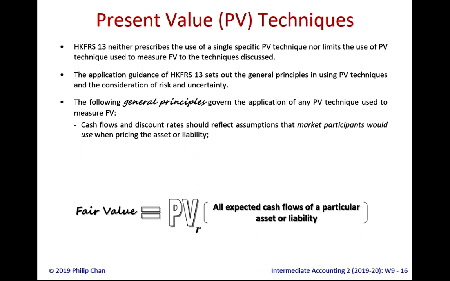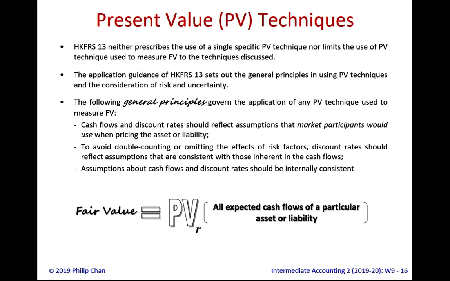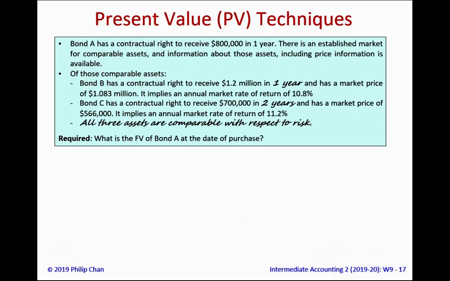Market participants, remember, have to be independent as well. They are not related parties and they're willing to buy and sell within the market. To avoid double counting or omitting the effect of risk factors, the discount rate should reflect assumptions that are consistent with those inherent in the cash flows. Assumptions about cash flows and discount rate should be internally consistent.